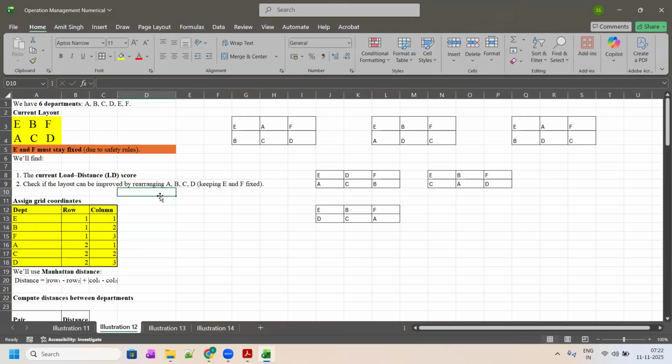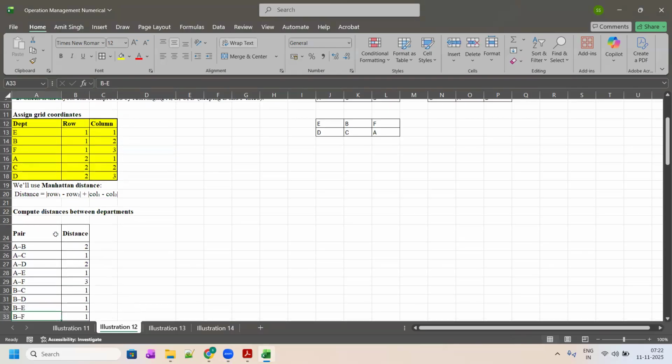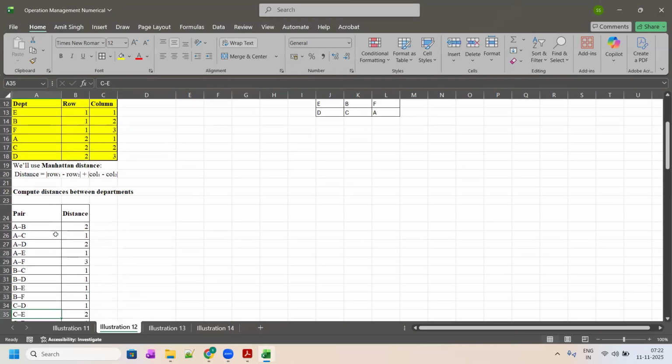Based on that, we'll assign row number and column number to different departments, and then we'll calculate the distance between the departments, where we'll apply this formula of distance. Whatever would be our layout, we'll apply this formula of the distance.